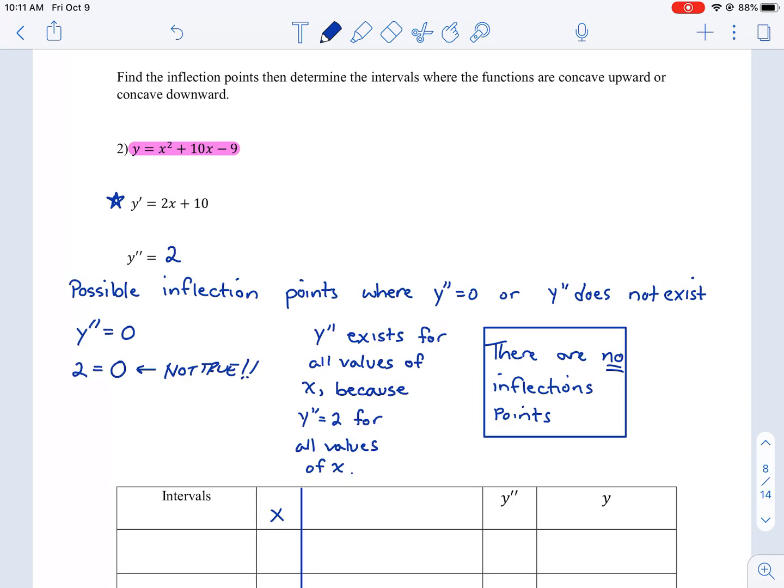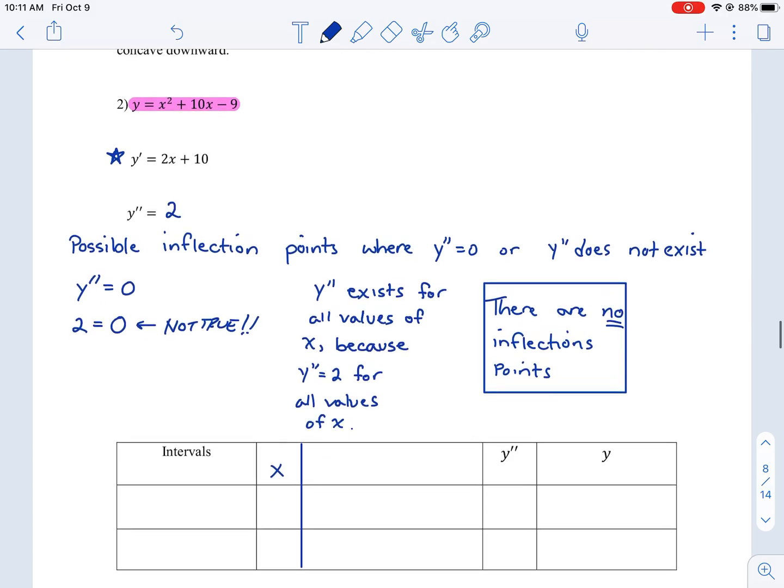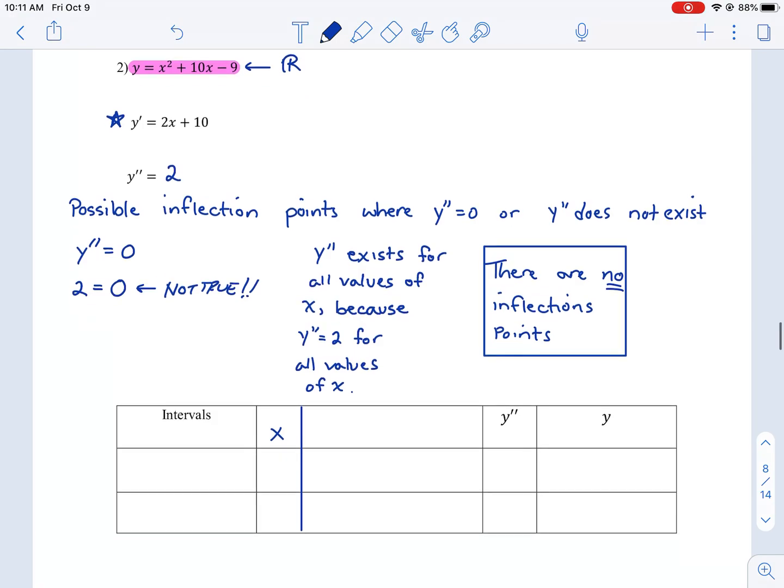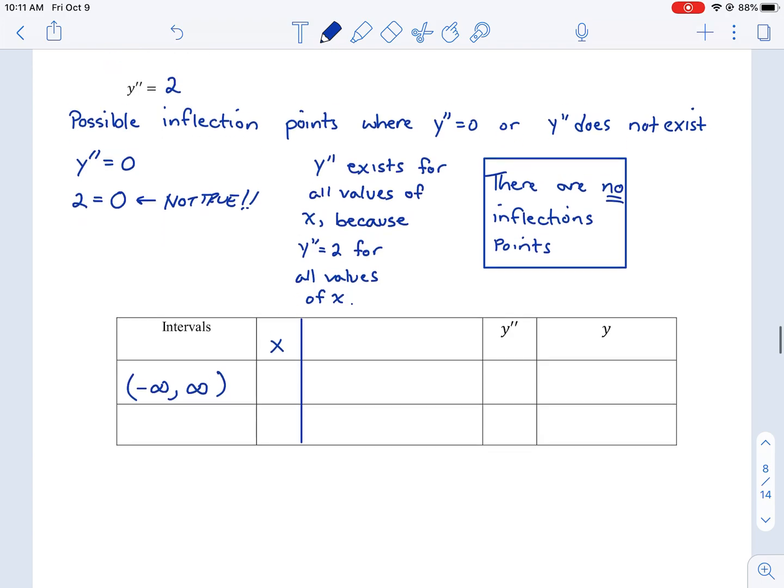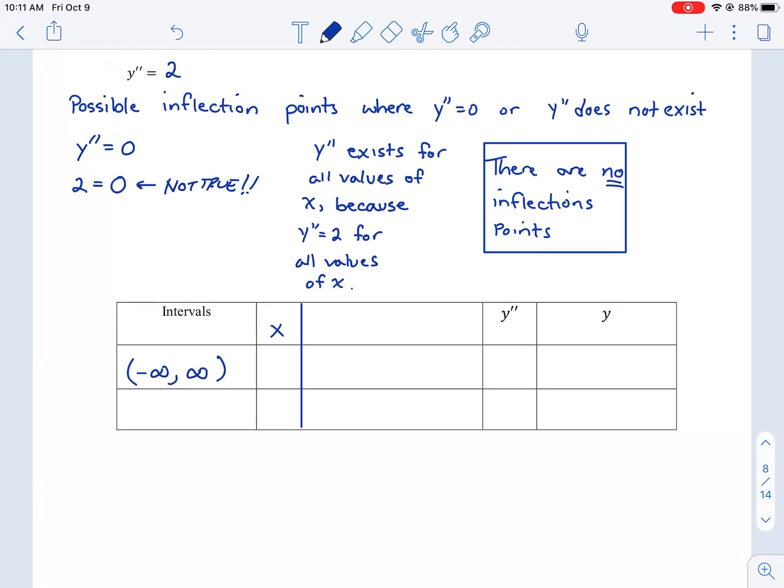Okay, so now let's take a look at the domain of this function. The domain of this function is all real numbers because this is a quadratic function, okay? So since the domain of this quadratic function is all real numbers, there are no asymptotes and there are no holes. And since there are no inflection points, we're not going to break up this interval into separate pieces.